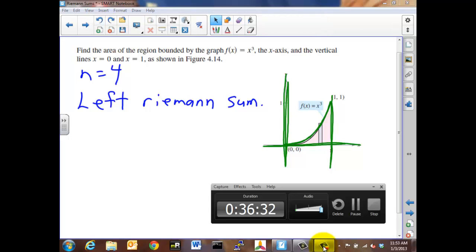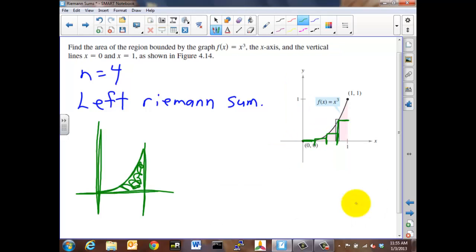Okay, but are we finding a little shaded area and not the white area? Yes, we're looking for this shaded area right here is what we're looking for, okay? That right there. Okay, so if we're looking for 4 Riemann sums on the left, I think this is what our graph would look like.